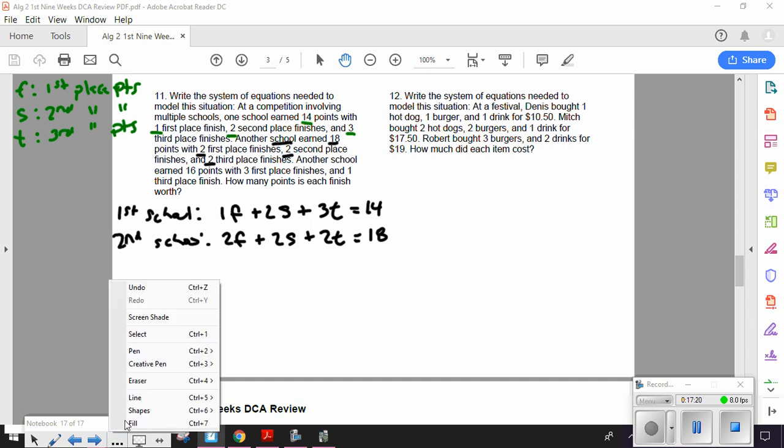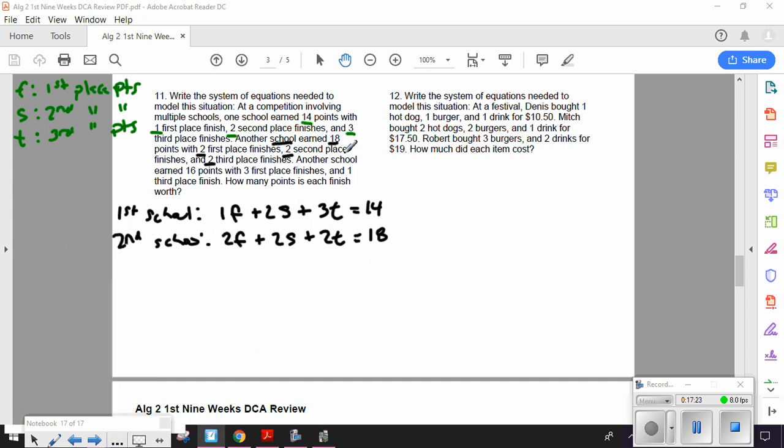And now the third school had 16 points for 3 firsts and 1 third. So the third school, 3 first places, so 3F plus 1T, and they scored 16 points total. So those would be the 3 equations for this system.